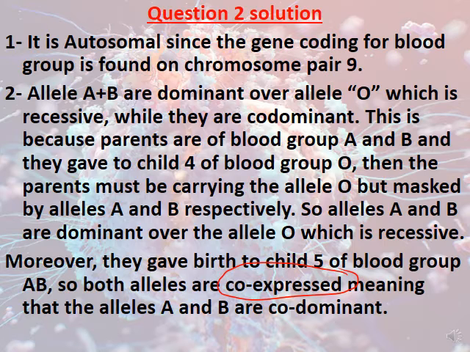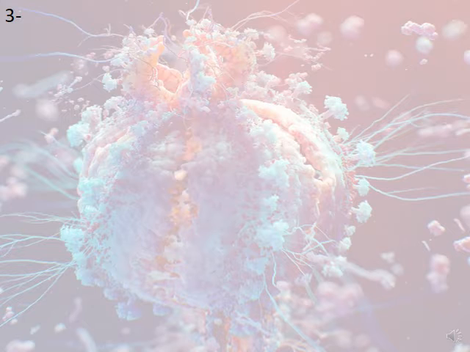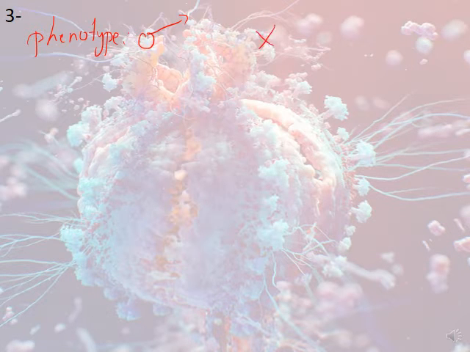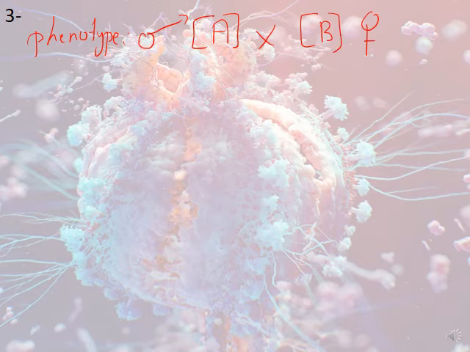Now we're going to perform the factorial analysis to predict the risk of fetus 6 to have blood group AB. So what is the risk? Let's start step by step with the phenotype of the parents. These are the steps of the factorial analysis. Phenotype, male cross female. The male has blood group A, and this is blood group B for the female.